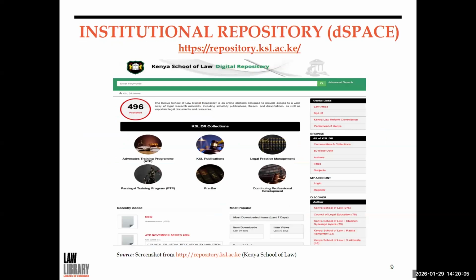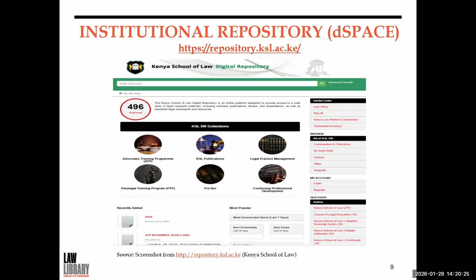That is the institutional repository for Kenya School of Law. That's how the interface looks. I had to take a screenshot so that you can see how our institutional repository looks. I've said it improves visibility and it has everything that has been produced.